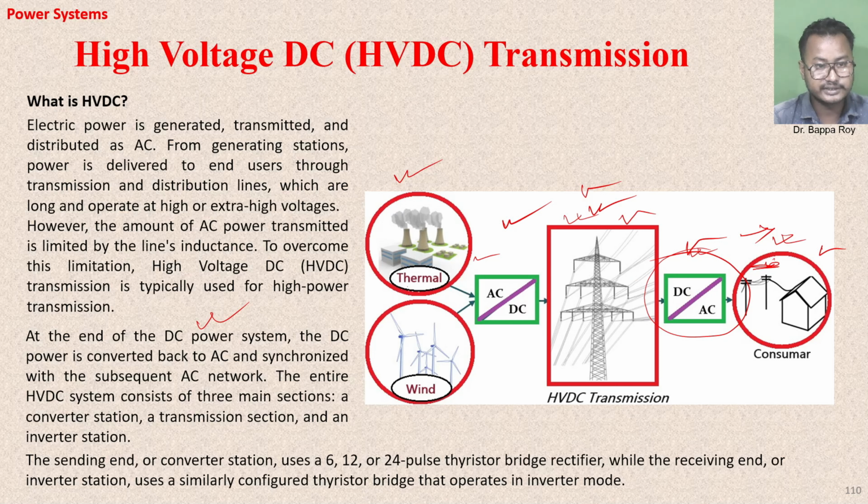The entire HVDC transmission consists of three main sections: converter systems, transmission sections, and inverter sections. The converter section is this converter and this converter both. And the transmission section is this one, which contains the transmission line and tower, and then the inverter section. Converter sections and inverter sections.